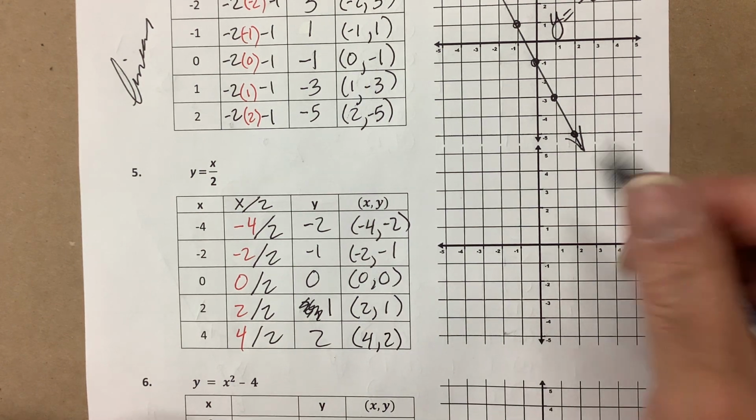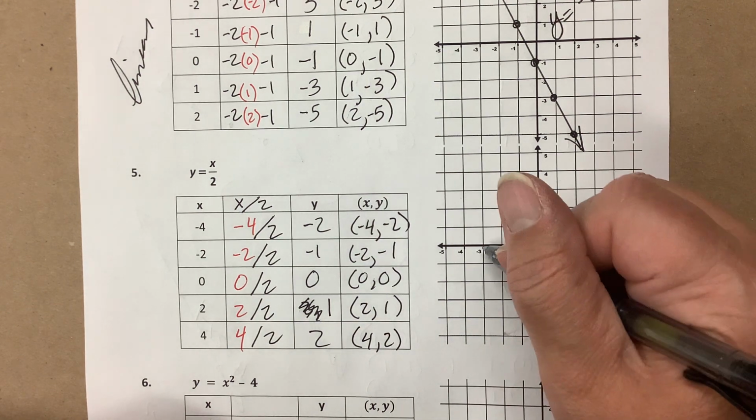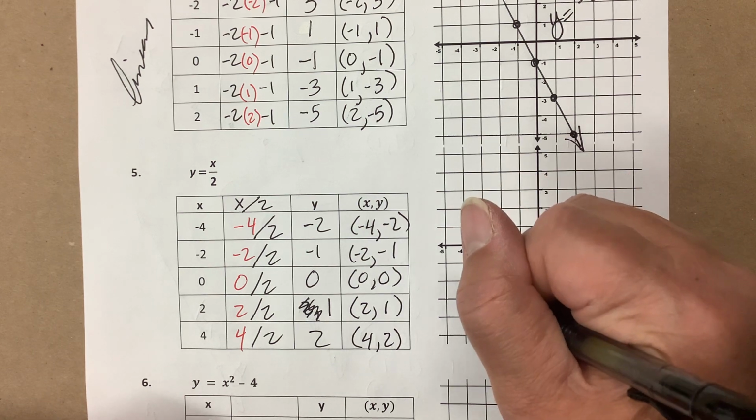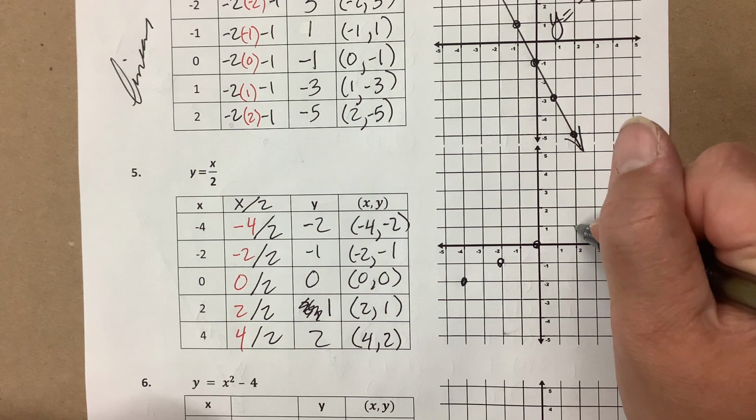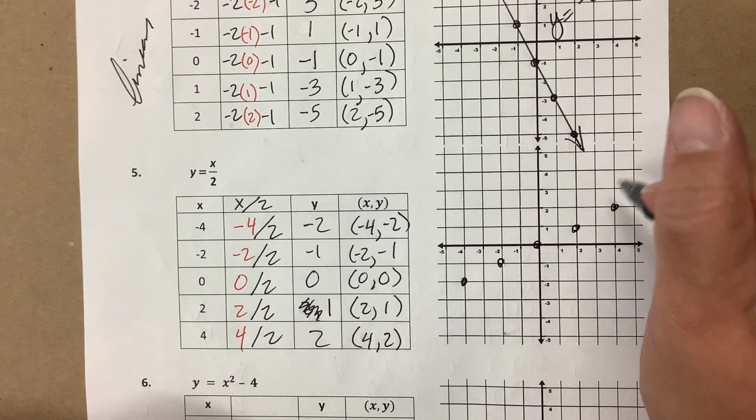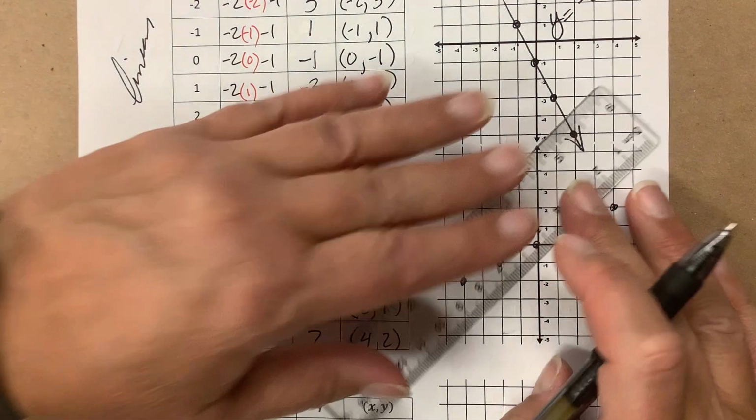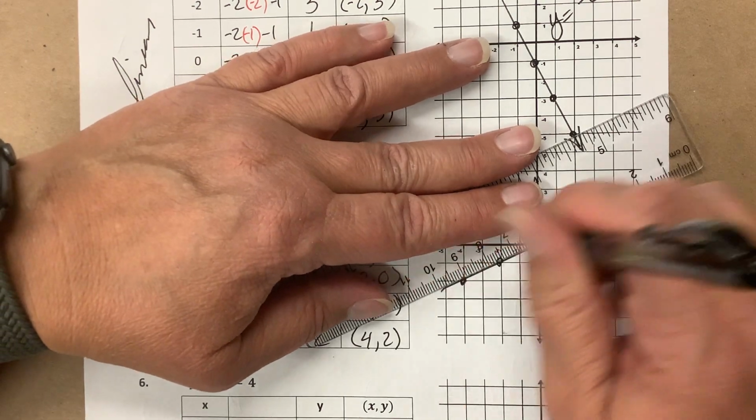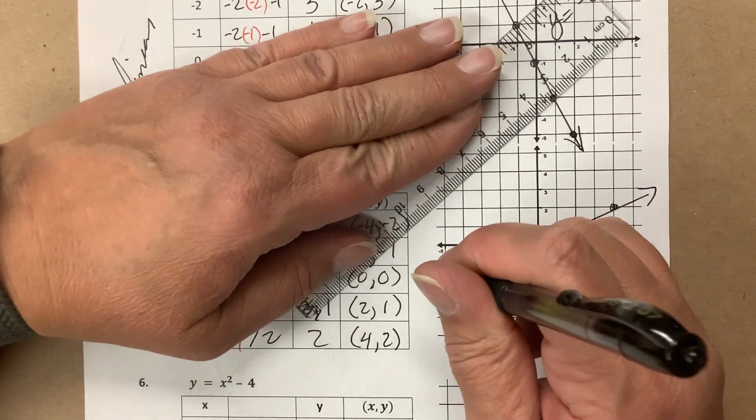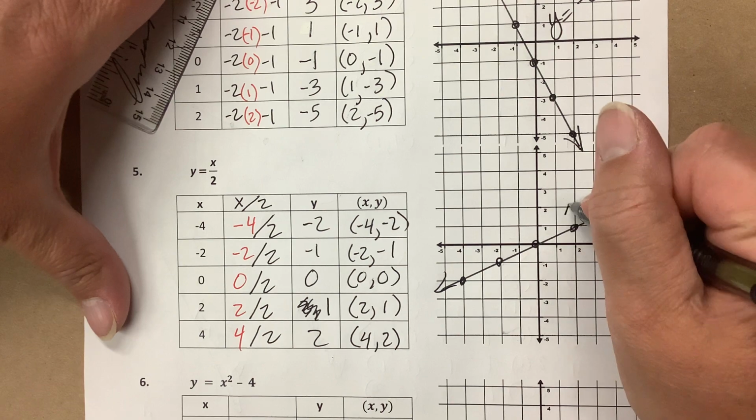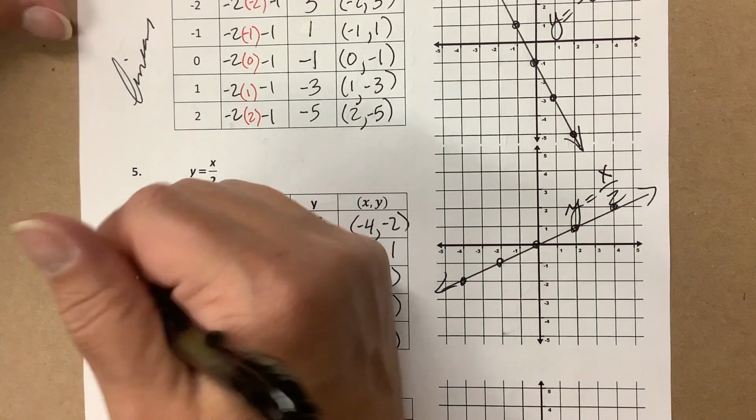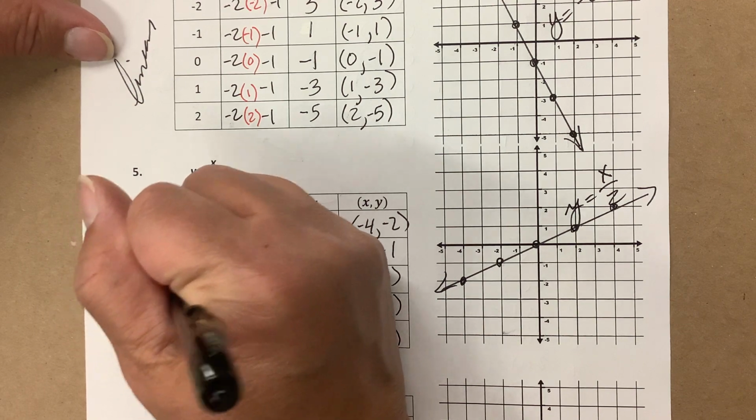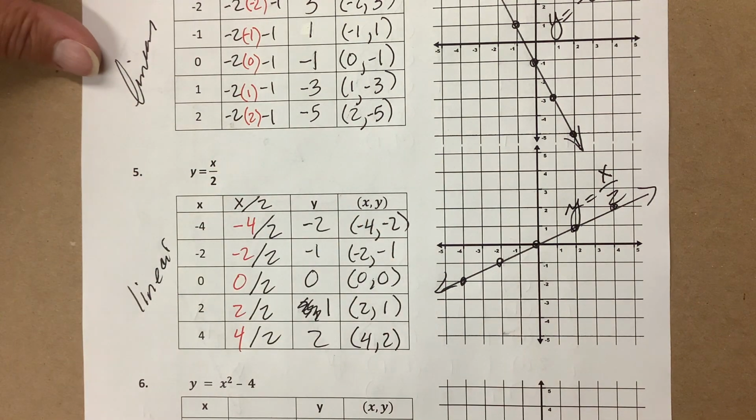This is definitely a line. So, (-4, -2), (-2, -1), (0, 0), (2, 1), (4, 2). Connect the dots, add some arrows, write the equation, and that is for sure linear. y equals x over 2, and that's going to be linear. Do the last one yourself. You can do it.